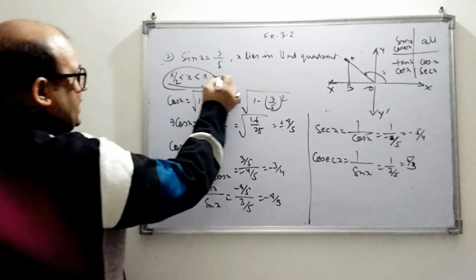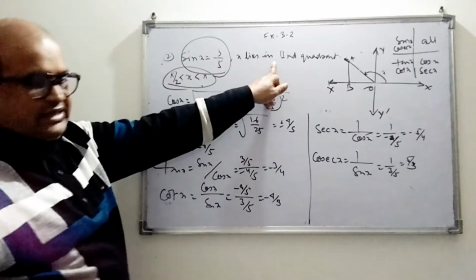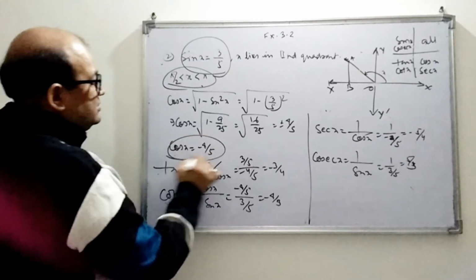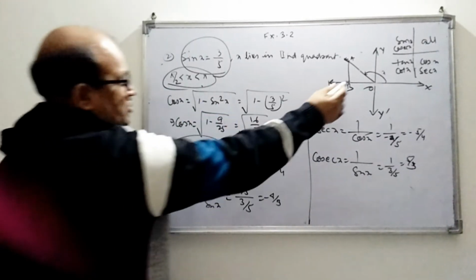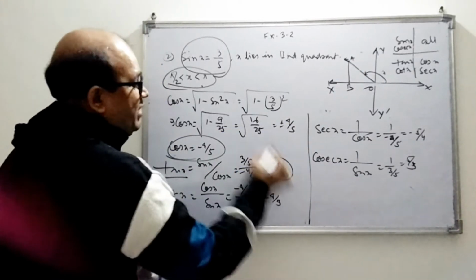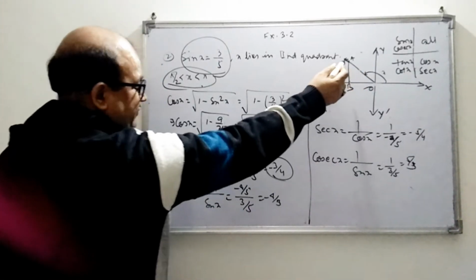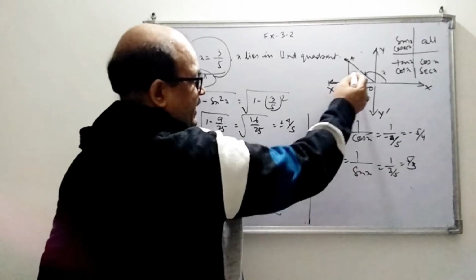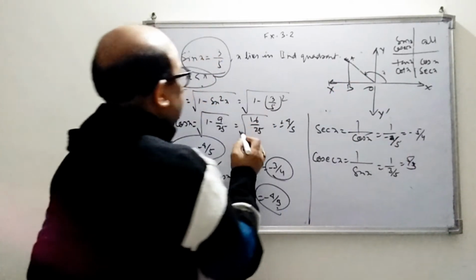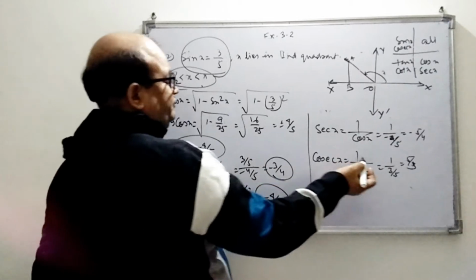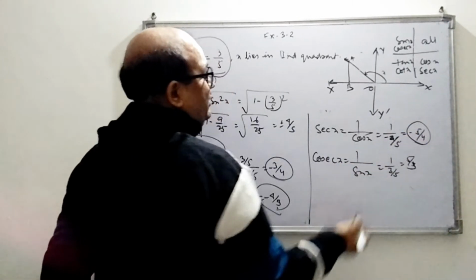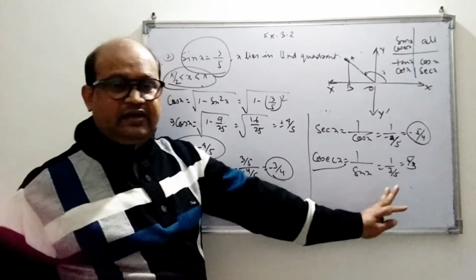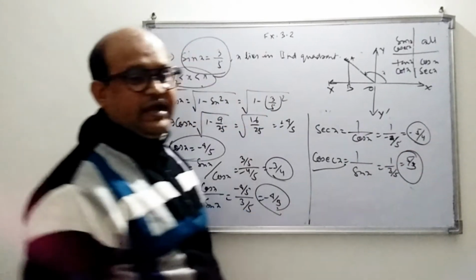So what I get here: if sin x equal to 3 by 5 and x lies in the second quadrant, that means cos x is negative, so cos x is minus 4 by 5. And tan x is also negative in the second quadrant, tan x we get minus 3 by 4. And cot x is negative in the second quadrant, cot x we get minus 4 by 3. Now sec x is again negative in the second quadrant, and it is the reciprocal of cos x, so we get minus 5 by 4. And lastly cosec x is positive in the second quadrant, so we get cosec x equal to 5 by 3. This is the reciprocal of sin x.